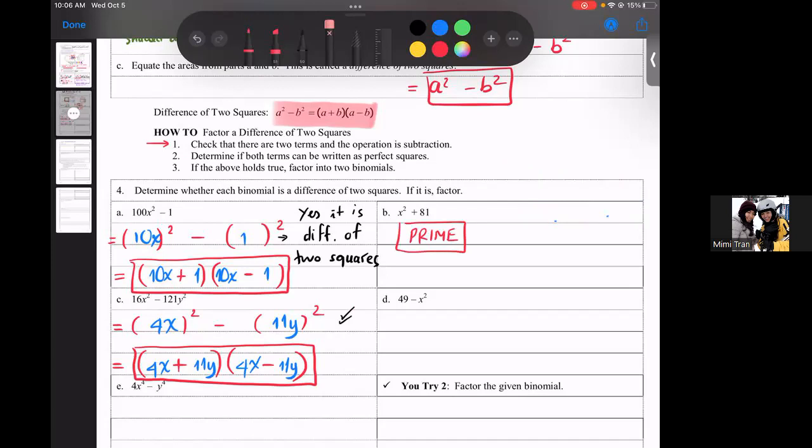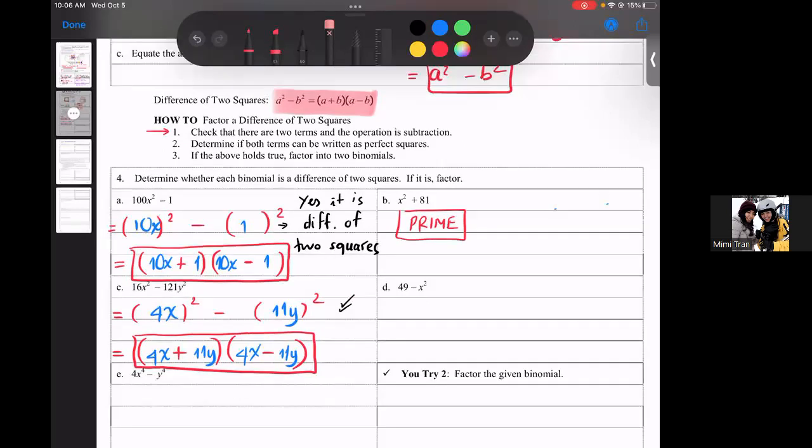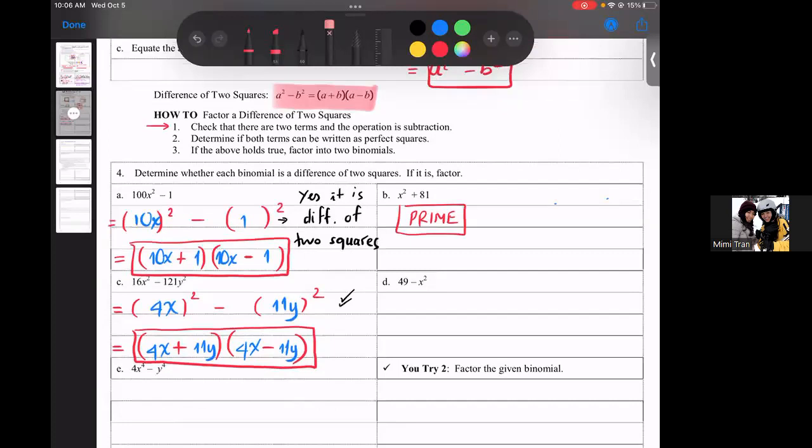And again, it failed the first step. The operation should be subtraction. Here it's plus. So whenever you see something like this, it is prime. Actually, let me give you one. Write this down. Is this prime?